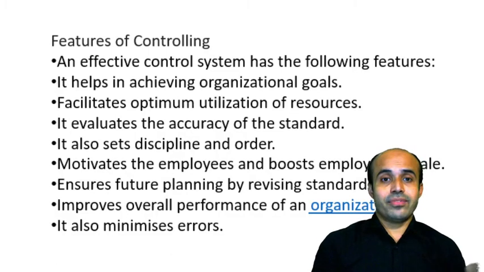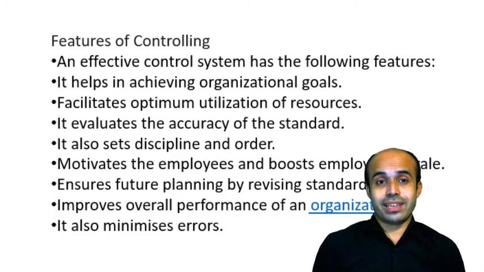And we can see some of the features of controlling. An effective controlling system has the following features. It helps in achieving organization goals. Controlling is needed to achieve organization goals. It facilitates optimum utilization of resources. It evaluates the accuracy of the standard. It also sets discipline and order, motivates the employees and boosts employees' morale, ensures future planning by raising standards, and improves the overall performance of an organization.